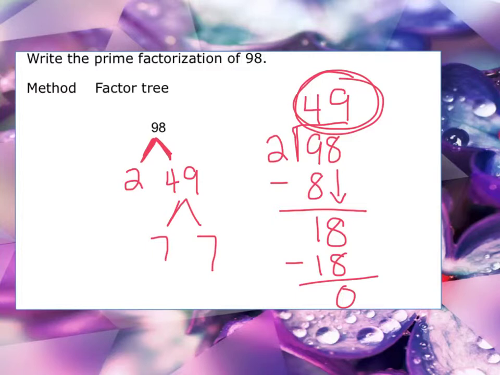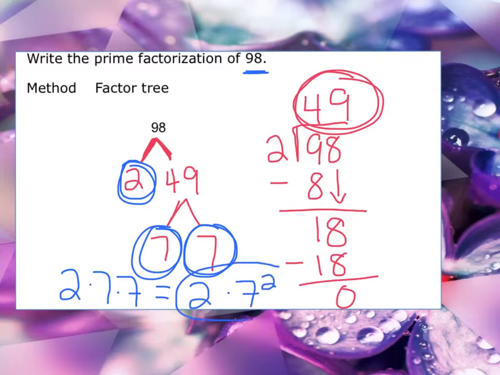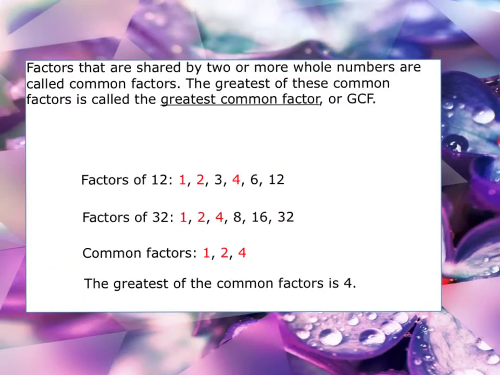And now notice, and some people say this is at the end of our tree. Notice the apples at the end of our tree have all prime numbers. So our prime factorization for the number 98 is 2 times 7 times 7, or we can write this as 2 times 7 squared. 2 times 7 squared, or 2 times 7 times 7, will give us the number 98. Okay, now we talked about prime factorization, and I showed you how to come up with the prime factorization for a number using a factor tree.